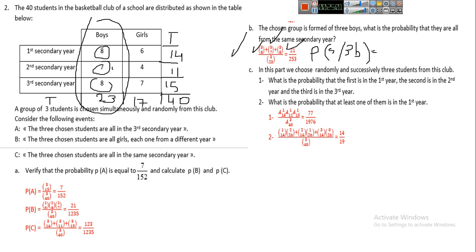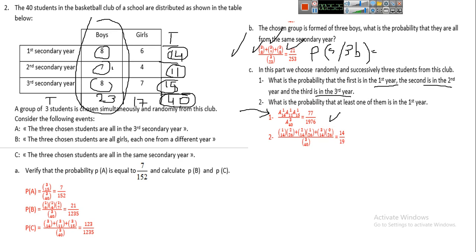In this part, we choose randomly and successively 3 students from this club. What is the probability that the first is in the first year, the second is in the second year, and the third in the third year? So we don't have a condition here, so it's an arrangement. So it will be arrangement 1 out of 14 times arrangement 1 out of 11 times arrangement 1 out of 15 over total arrangement 3 out of 40.